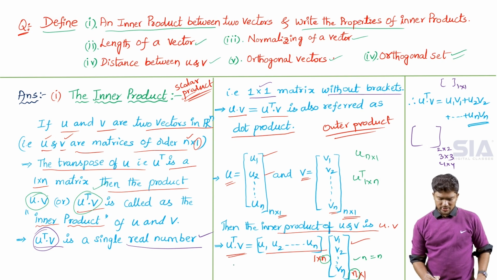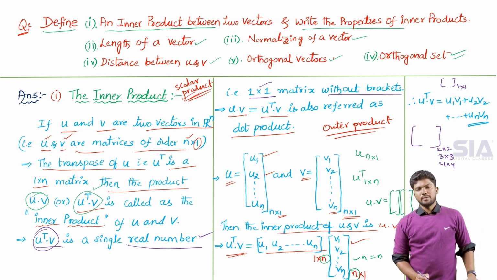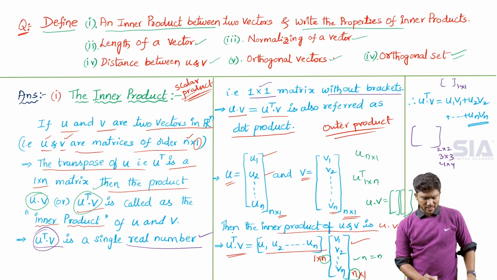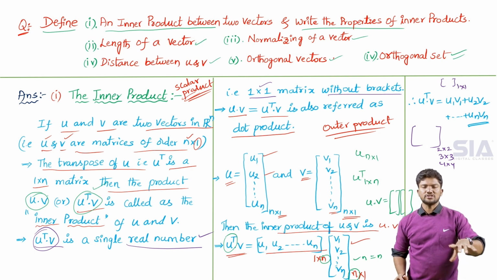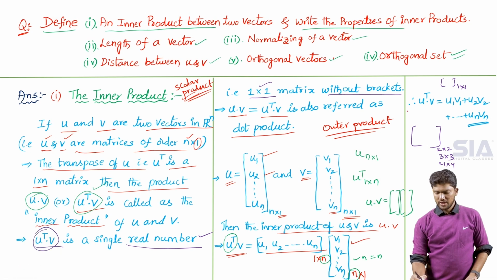Whenever you take U into V, you get two column matrices, that is n by 1 and n by 1, and we cannot make the multiplication. To do the multiplication, we apply the transpose to the first vector or first matrix. The multiplication of the transpose of the first vector and the second vector is called the inner product value.